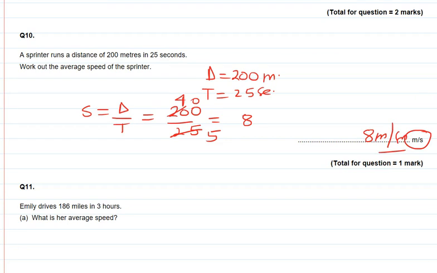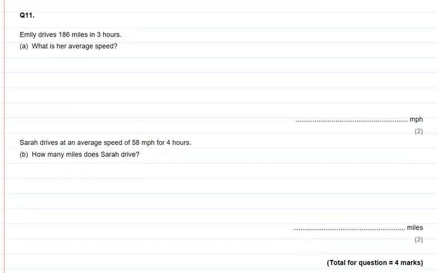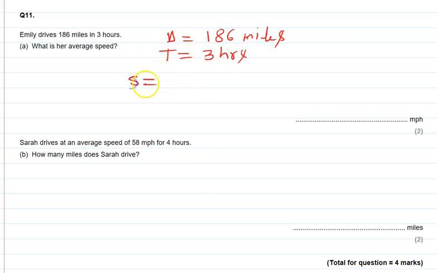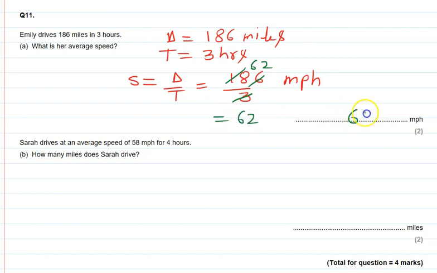So it will be 8 meter per second. Similarly, question number 11. Emily drives 186 miles in 3 hours. So here distance is 186 miles. Always write the unit. And time is 3 hours. What is the average speed? So average speed is again distance over time. So it will be 186 divided by 3, so it will be mile per hour. If you want to cancel it by 3, 3 times 6 is 18 and 3 times 2 is 6. Or you can simply divide 186 by 3. You will get 62 mile per hour.